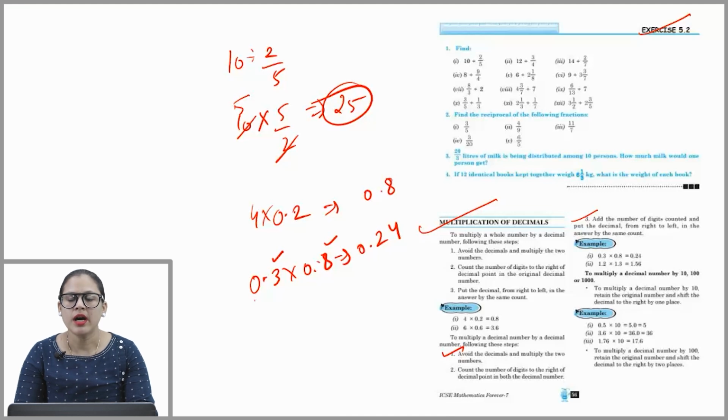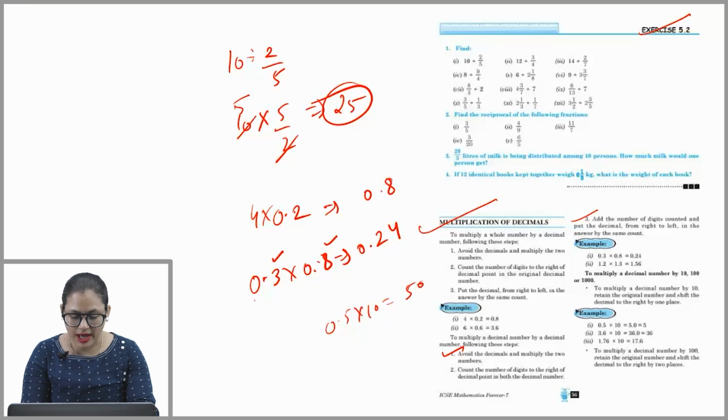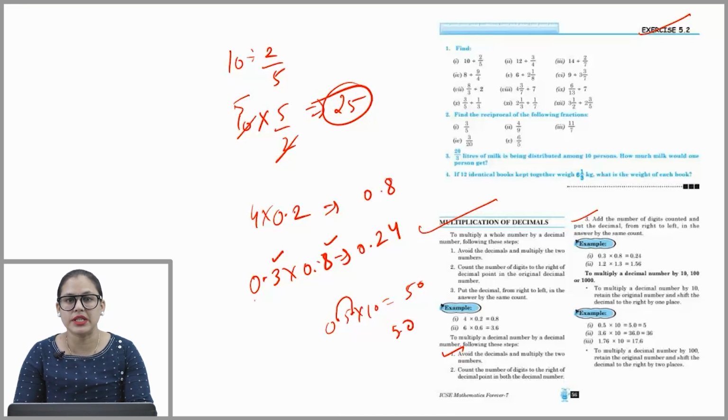To multiply a decimal number by 10, retain the original number and shift the decimal to the right by 1 place. For example, 0.5 into 10 is what? 50, and then you have to shift the point to this side, that is 5.0. To multiply a decimal by 100, retain the original number and shift the decimal to the right by 2 places.